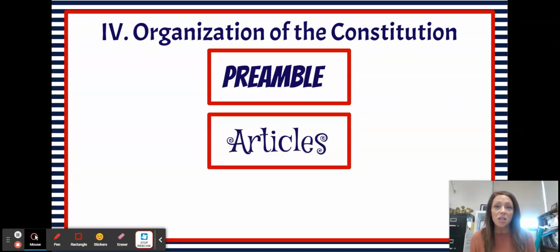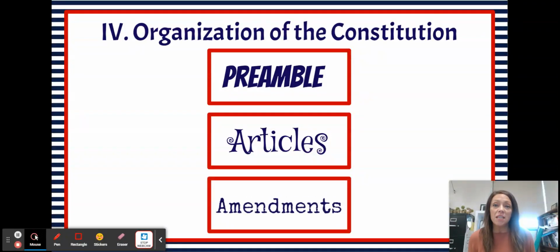The second section are the articles, and the articles of the Constitution, not the Articles of Confederation, the articles of the Constitution give us specific details about how our government is going to be set up, okay? And there are 7 articles in the Constitution. You need to know that.